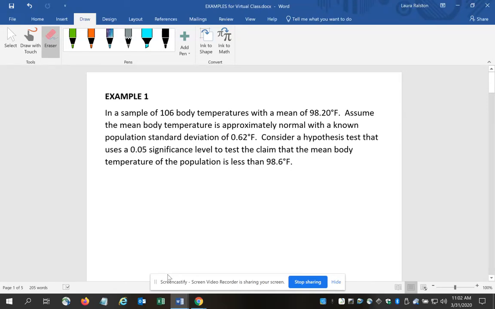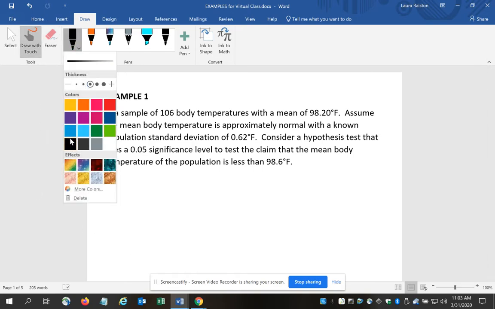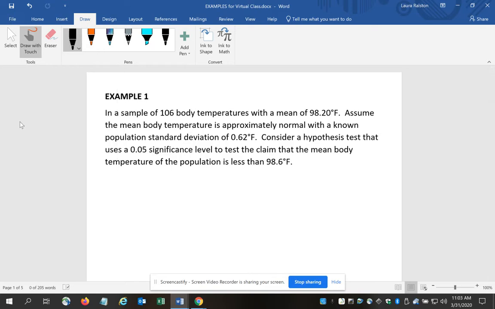In this video, I want to take a look at some examples of hypothesis testing, specifically examples for the one mean z-test, which is the first type of hypothesis testing that we're going to look at. And I am going to walk through the steps as we go. So really the first thing we need to do is read through the problem.